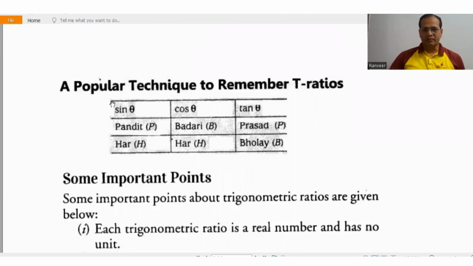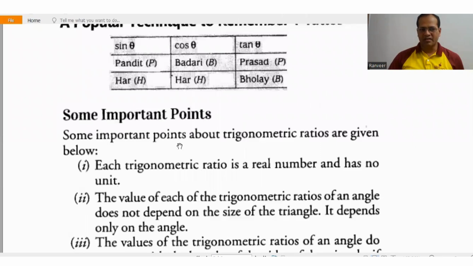Now this is the popular way you can remember the values of sine theta, cos theta, tan theta: Pandit Badri Prasad Har Har Bhole. In this way you can remember. There are so many ways you can remember the things.